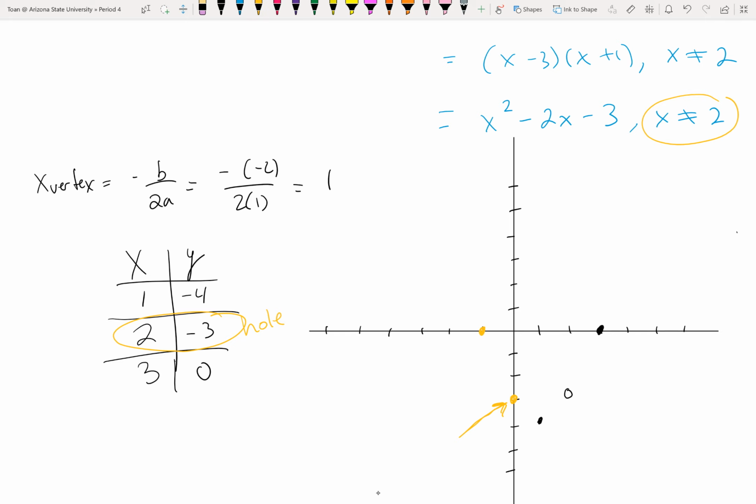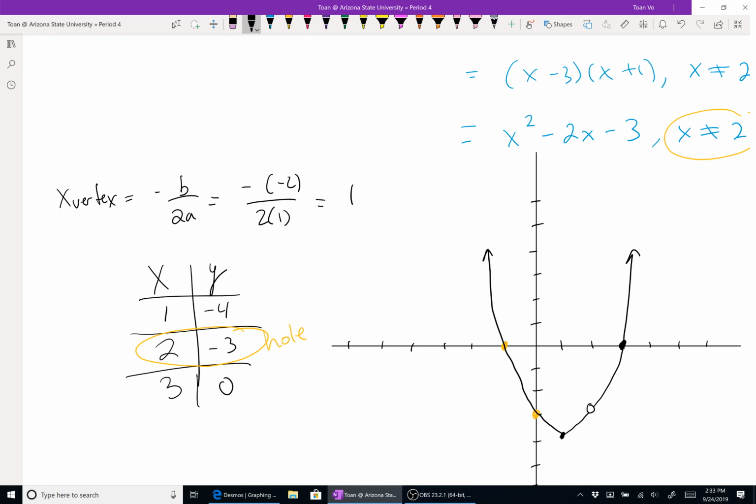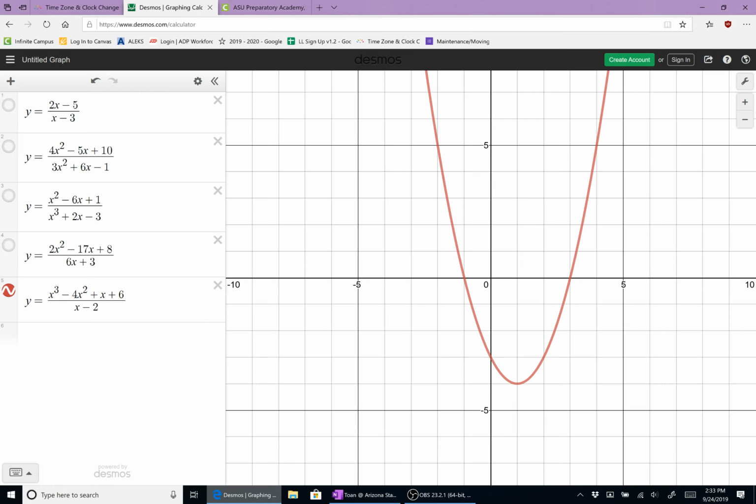One of the questions that was asked in the previous math class is, hey, Mr. Vo, when we reflect the hole, does it stay open or closed? It will stay closed because we don't have any restrictions on the x-axis. So there's our picture. It looks like a parabola, but just with a little hole at 2 comma negative 3. You're probably going, but Mr. Vo, when I graph it in my graphing calculator or when I graph it on Desmos, I don't see the hole. And that is true.